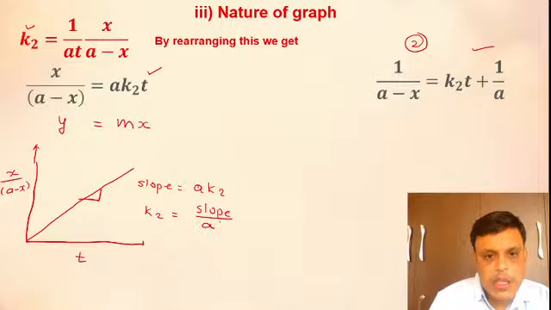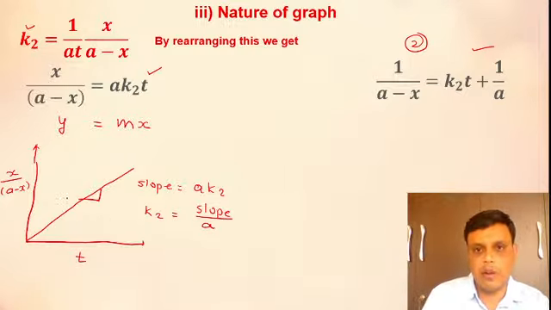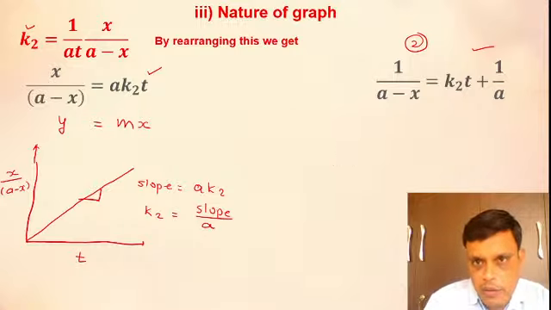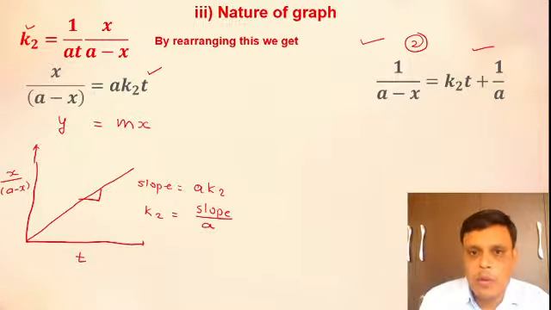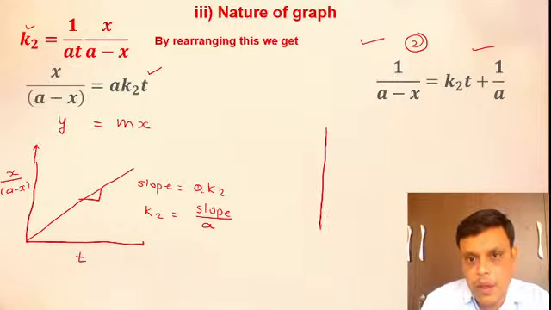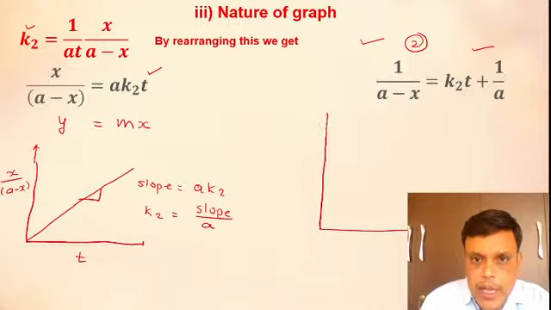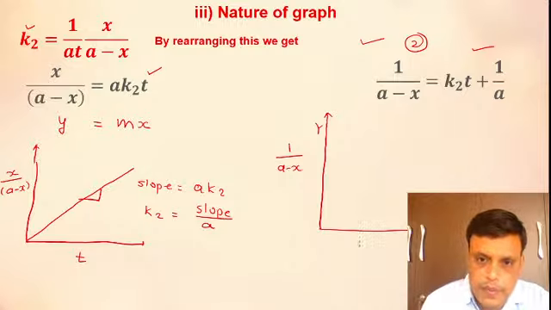By using the slope you can find out the K2. And again, if you plot the rate equation for this second way, what will we get? On the y axis we will take 1 divided by a minus x, and on the x axis time will be there.